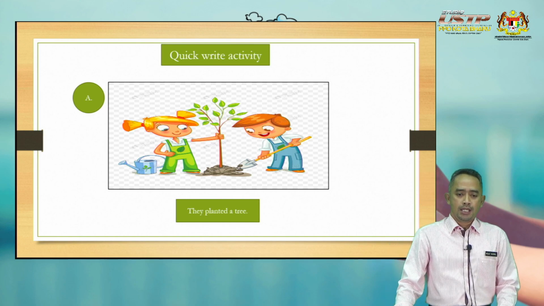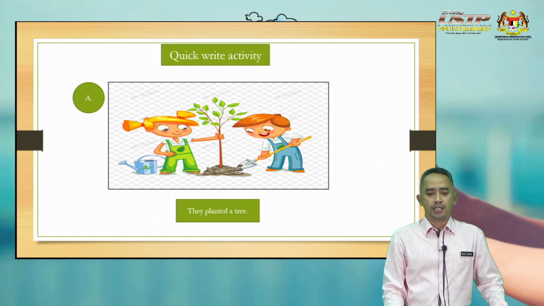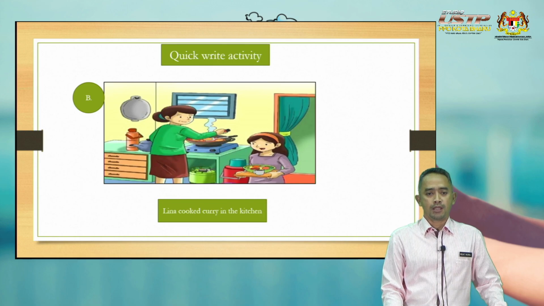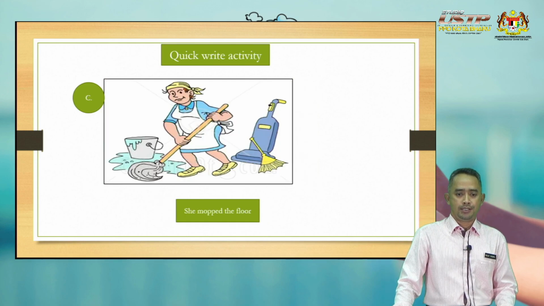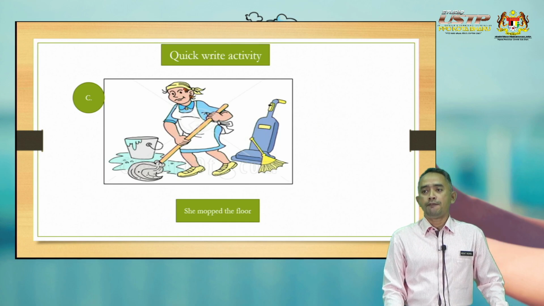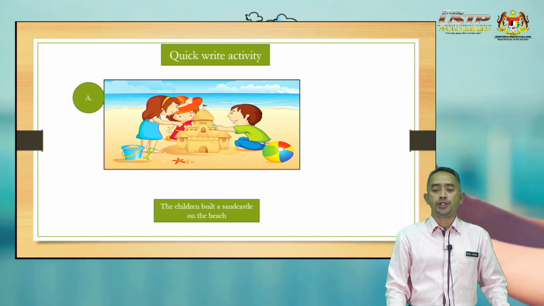Okay. This is the sentence and the picture. They planted a tree. Okay? Next. For B, Lina cooked curry in the kitchen. Okay. C, she mopped the floor. Okay. The children built a sandcastle on the beach.